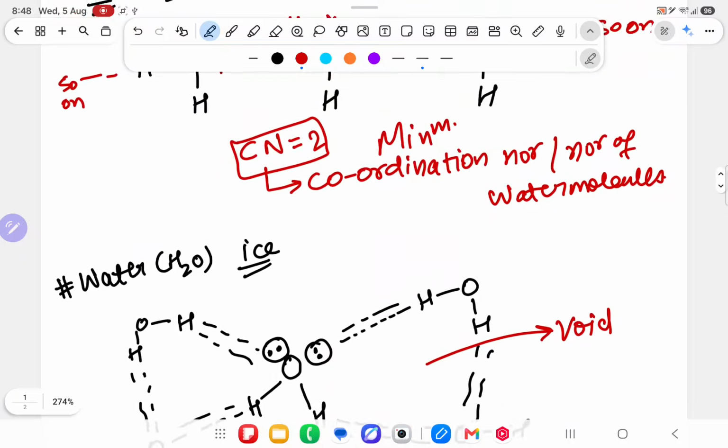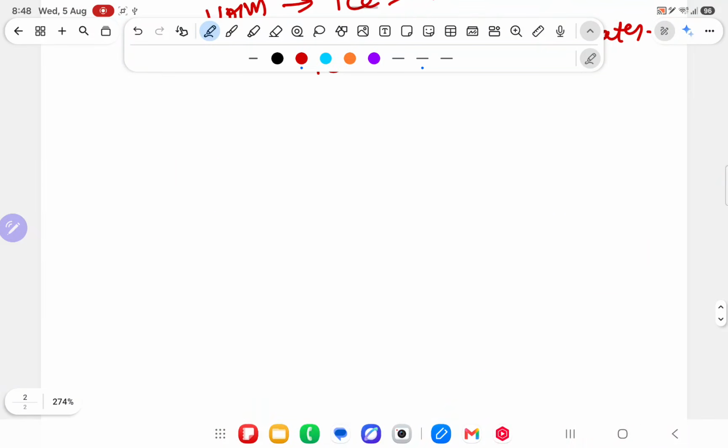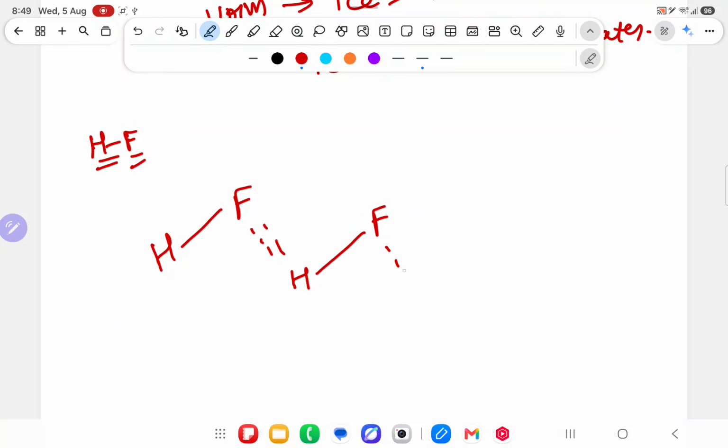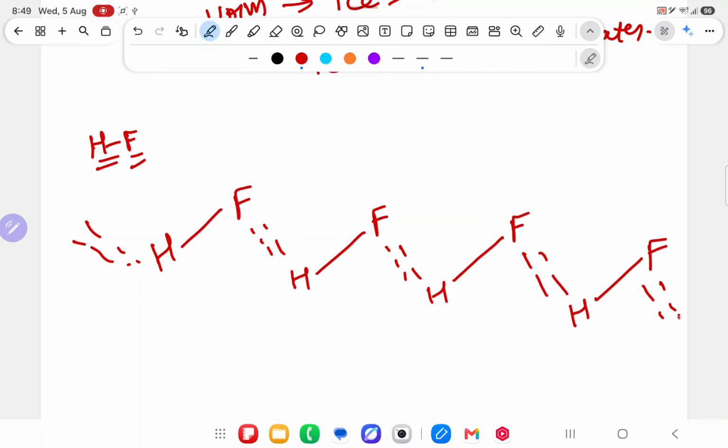First we have seen water as a liquid. Second we have seen water as ice. Third we have to see hydrogen bond in HF. It forms like a zigzag. HF. Here again another H will come, F. Here again another H will come, F. Here again another H will come, F. And so on, it will go like this. Here also it will go like this.